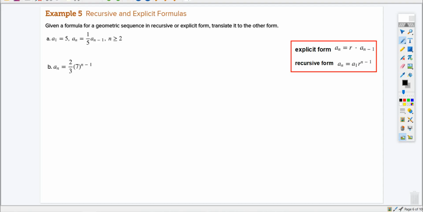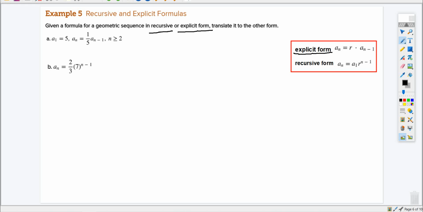Okay, question 5 right now. Question 5 is on page 382. Given a formula for a geometric sequence in recursive or explicit form, translate it to the other form. So in geometric sequences, we have two ways to represent the sequence. Remember the previous question, we talked about the explicit form, that we can write a formula for the given sequence. Instead of writing all the terms out all the time, we can write an explicit form.